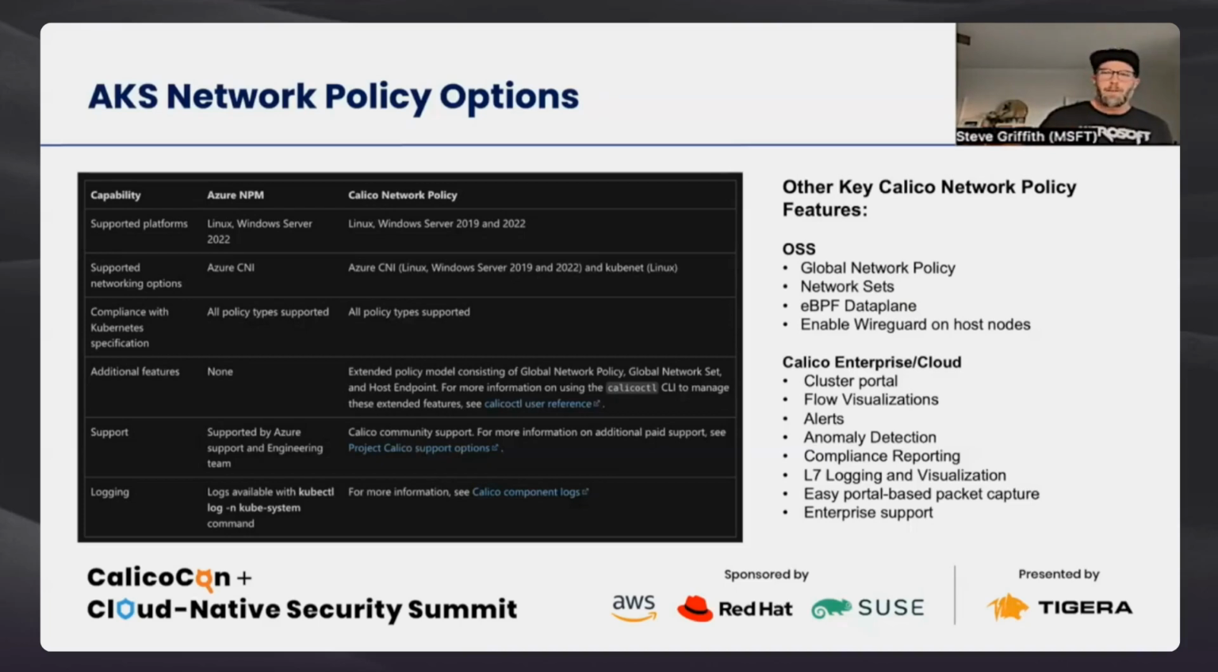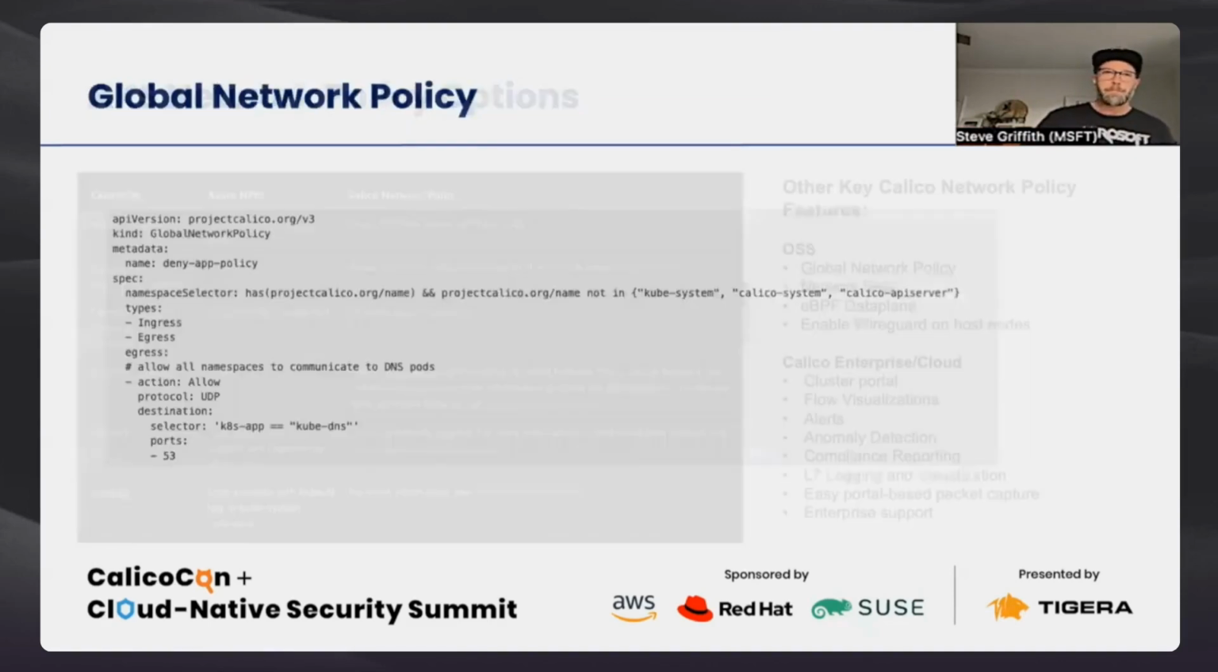So Calico network policy, and we'll talk about a few of these. One, it provides the ability to use global network policy, which I'll cover in more detail later. Network sets, eBPF data plane, and WireGuard on your host nodes. And then, of course, you can also enable Calico Enterprise and Calico Cloud, which gives you a lot of other capabilities from a portal perspective, visualization, and other things. Let's dig into these a little bit more.